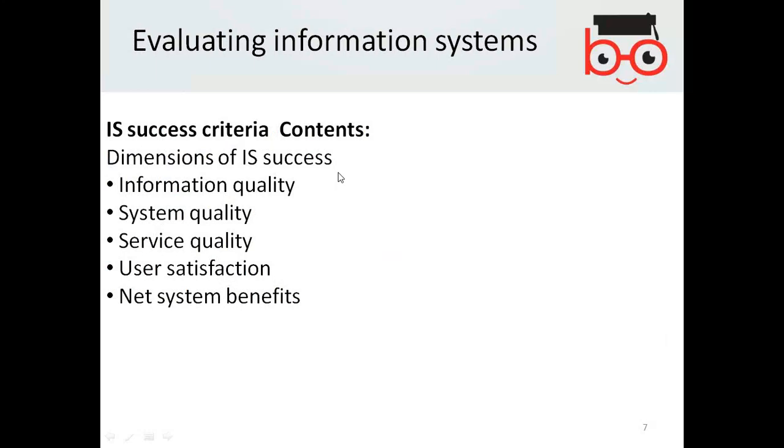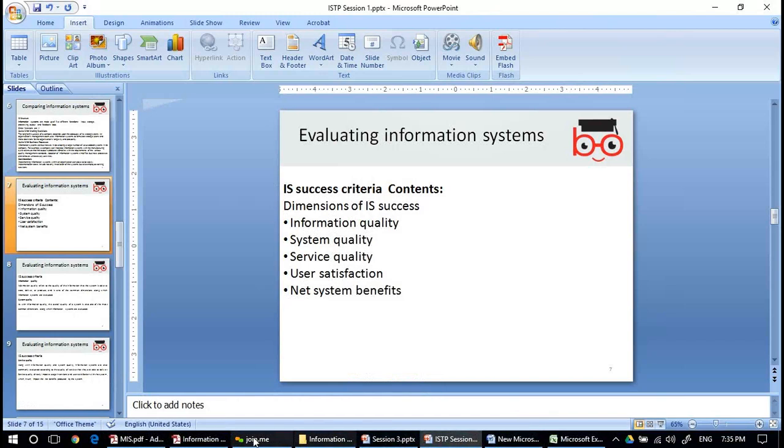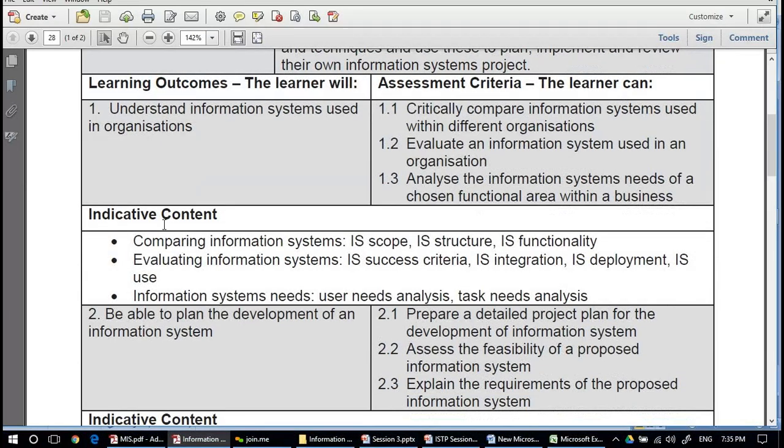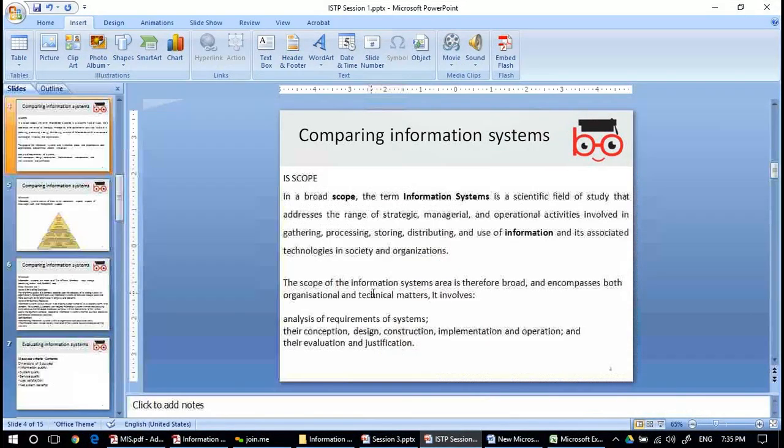Now, there is a next topic. Information success criteria contains dimensions of the information success: information quality, system quality, service quality, user satisfaction, net system benefits. We are discussing the scope, the structure of information system, and information system functionality.